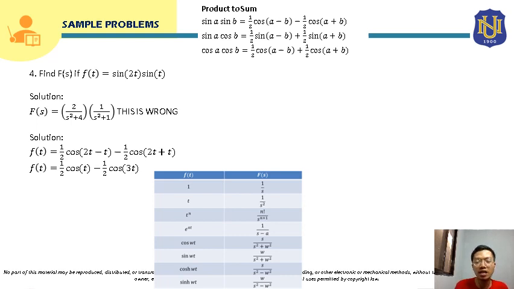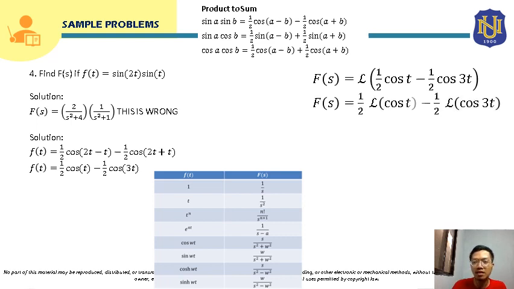From here, we can now apply linearity of the Laplace transform, since this is already a difference. Applying the Laplace transform to 1/2 cosine t minus 1/2 cosine 3t, we just distribute the Laplace symbol. This becomes 1/2 of the Laplace transform of cosine t, where we already applied the second proposition and factored out the constant, same here, minus 1/2 of the Laplace transform of cosine 3t.